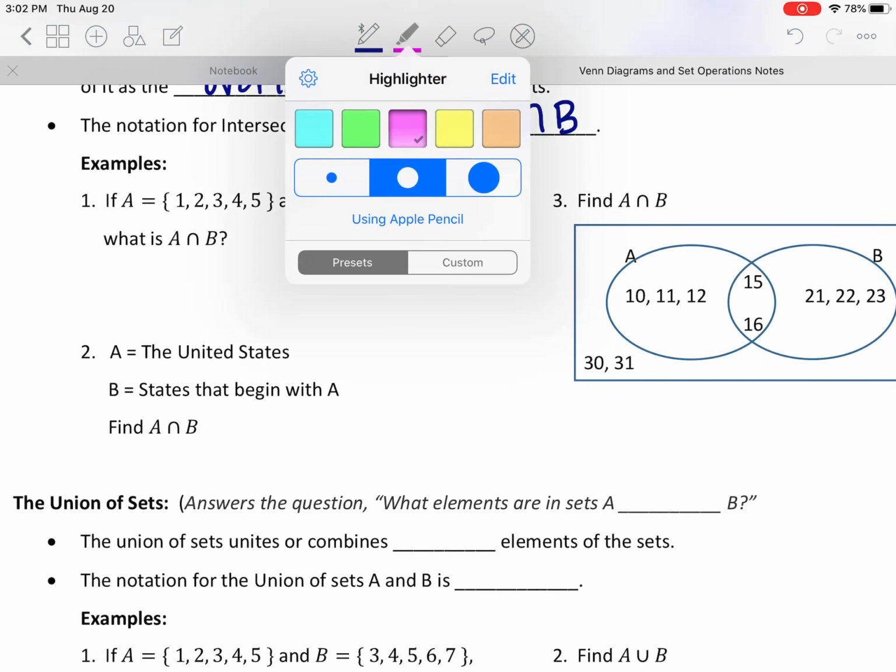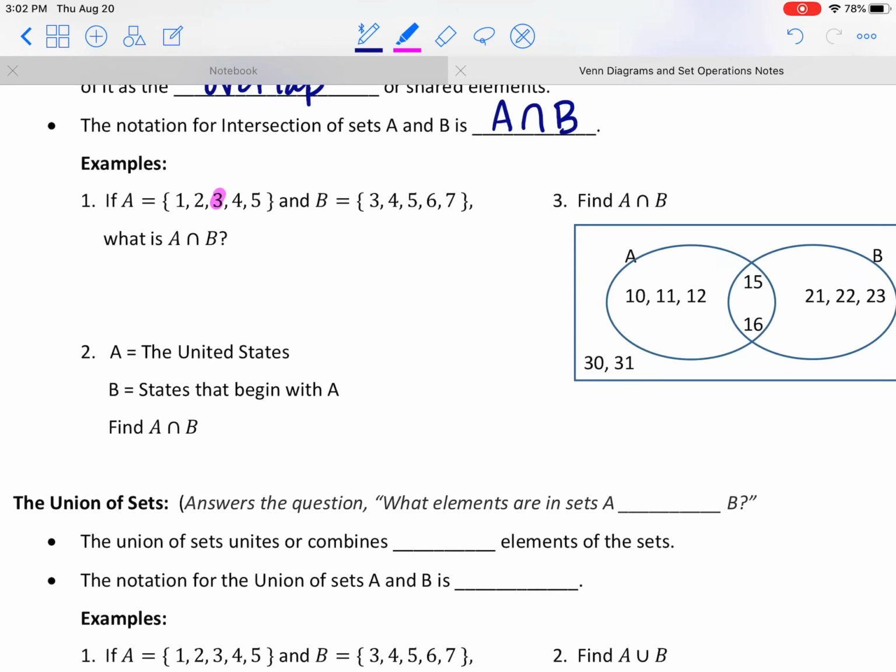Highlighter is a bit fat here. I could see that 3 is on both lists. I can see that 4 is on both lists, and I could see that 5 is on both lists. If those are the elements that are in A and in B, if those are the elements they have in common, those represent the intersection for A and B. So technically we could say A intersected with B contains the elements 3, 4, and 5.